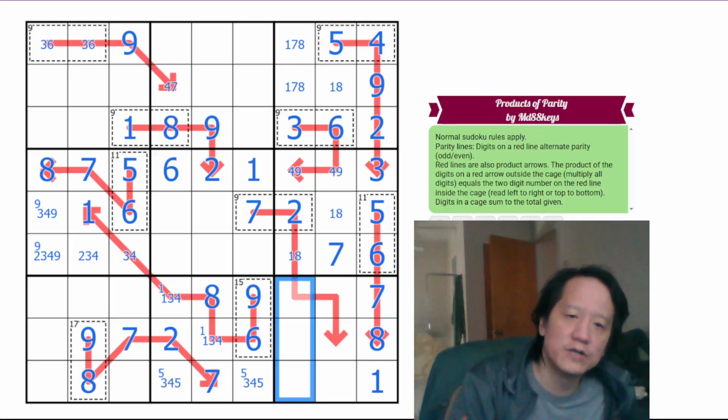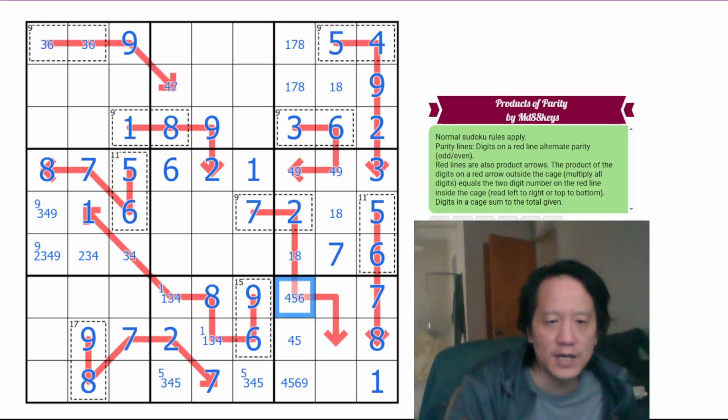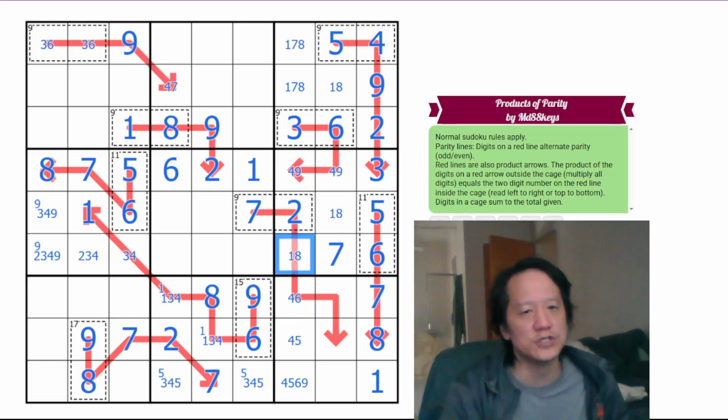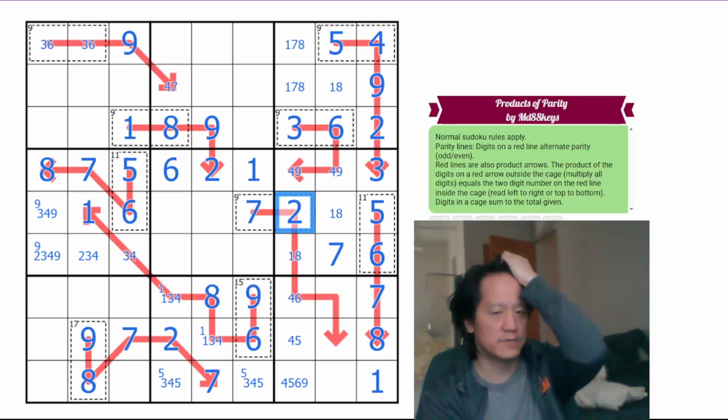No 1, no 2, no 3. It could be 4, 5, 6, or 9 here. And 9 cannot be either of these digits because of the 9s in the row. This can't be 6 because of the 6 in the row. This can't be 5, because if it were 5, 5 times another digit would have to end in a 5 or a 0 as a product.